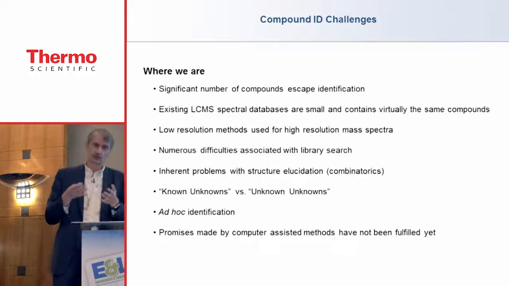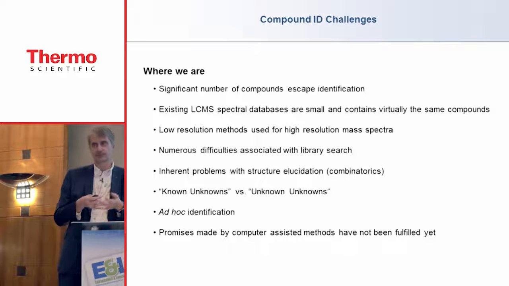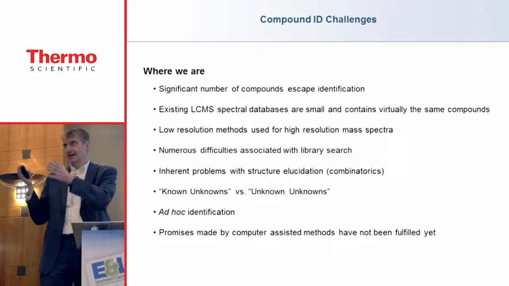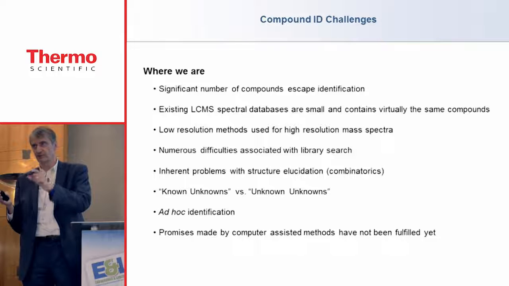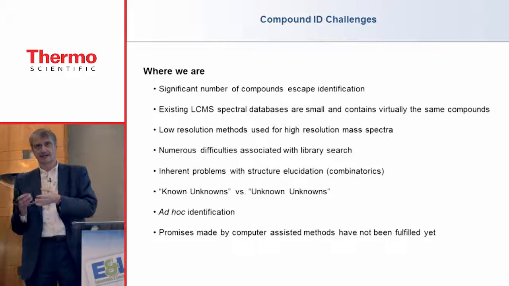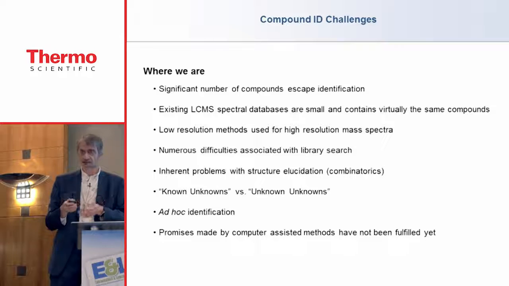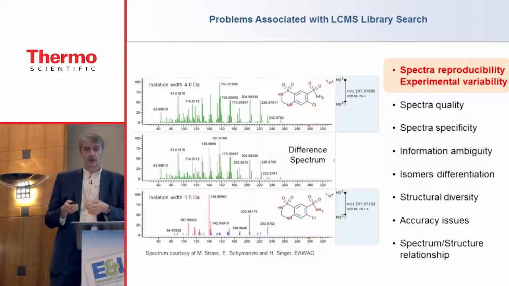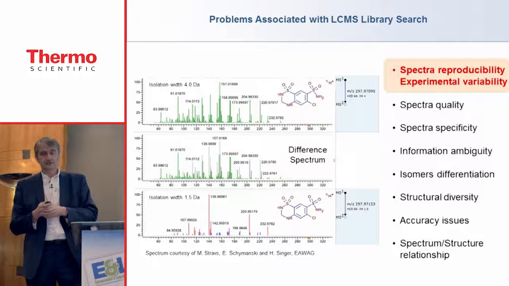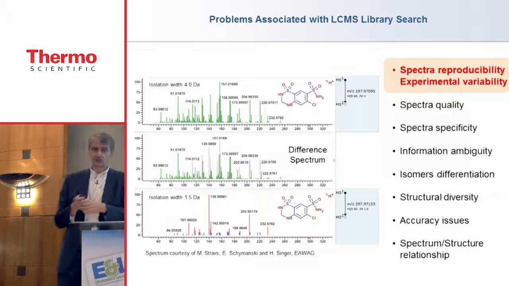The motivation of academic groups is a little bit different, and we have to solve the real problem. So we have a sample, and we have to identify the compounds and sign off the results, and not only produce scientific papers. Well, what's the problem with the library searching method? First, spectra reproducibility.